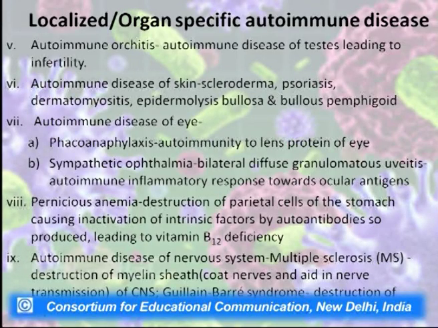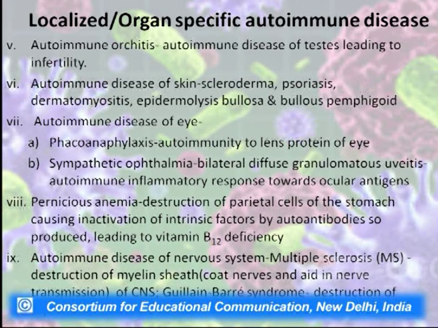Pernicious anemia, where there is a destruction of parietal cells of the stomach causing inactivation of intrinsic factor by autoimmunity. Now, intrinsic factor is very important for vitamin B12 absorption. Once these intrinsic factors are inactivated due to autoimmunity, it leads to predominant vitamin B12 deficiency in these cases.